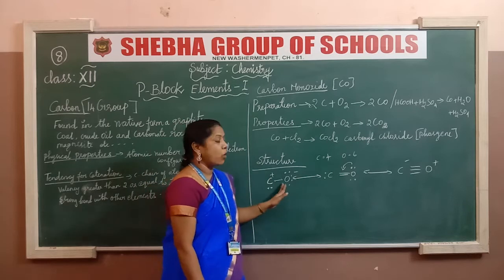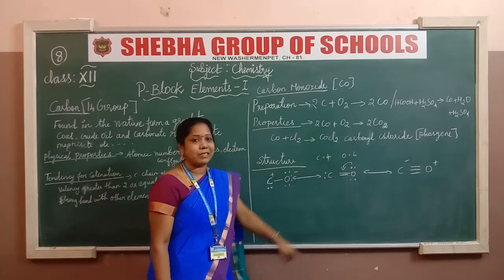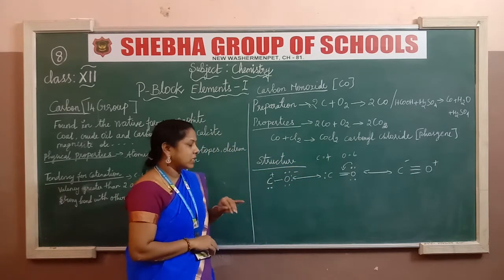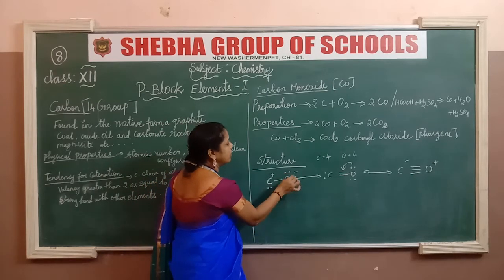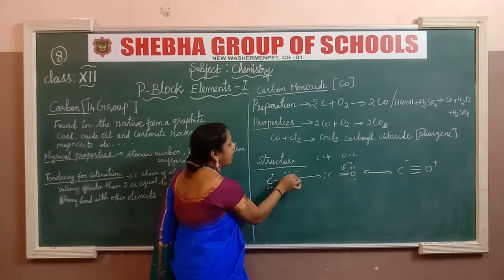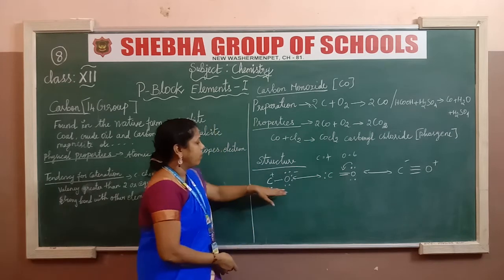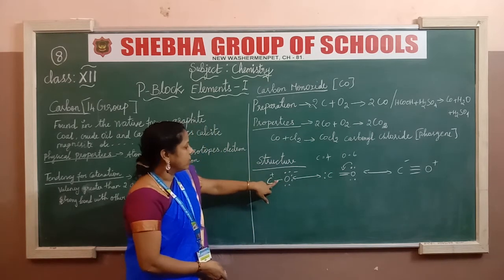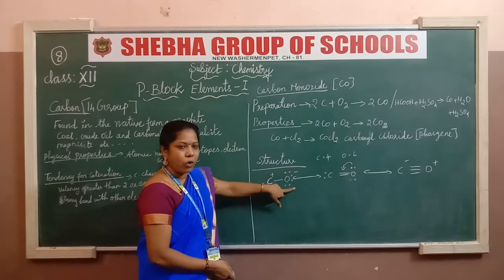And go for oxygen. How many electrons are in the outermost shell of oxygen? That is 6. So 1, 2, 3, 4, 5, 6 are there, and to make one single bond, we have to add here. This is for carbon and this is for oxygen.